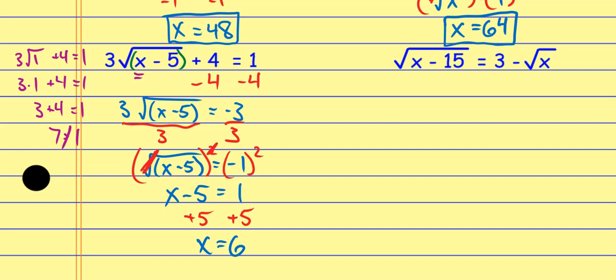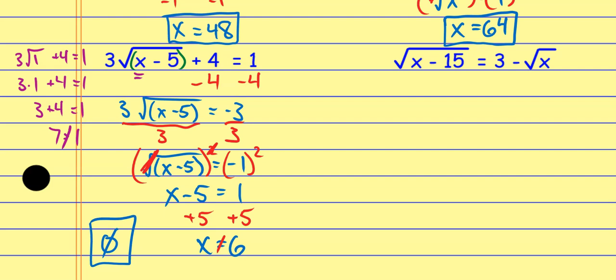And the answer here is that it's an extraneous solution. I did everything right. I solved this correctly. But the situation is impossible. So this answer doesn't work. And that was the only answer I had. So the final answer here is going to be no solution. Okay? And that'll happen.